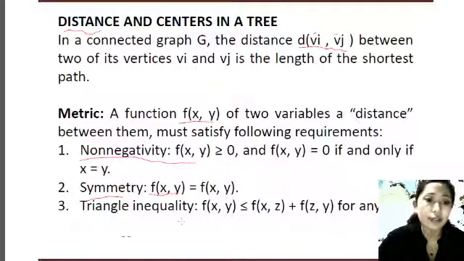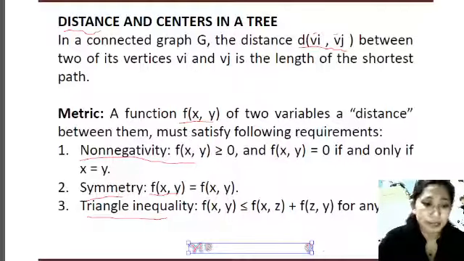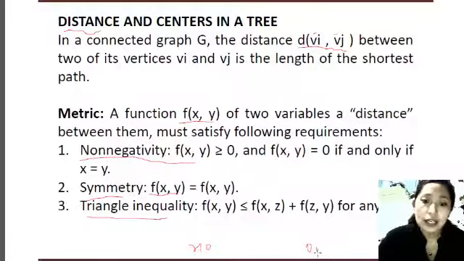The third property, the triangle inequality, says that let's say you have vertex x somewhere here and vertex y somewhere here. Now let us say the distance between vertex x and y is f(x, y). With this function you are getting the distance between vertex x and y.